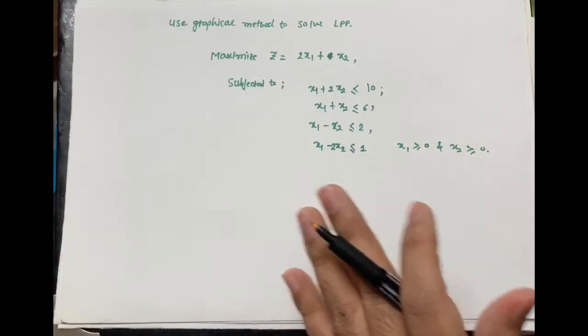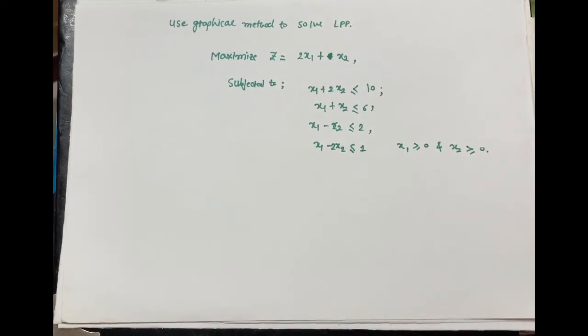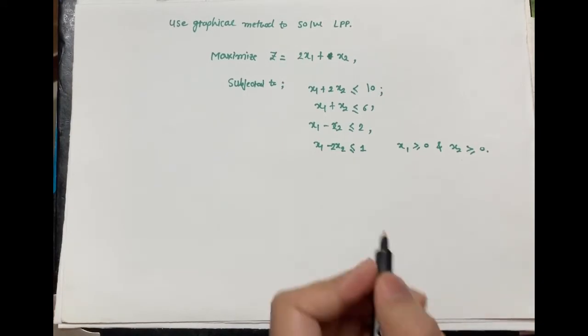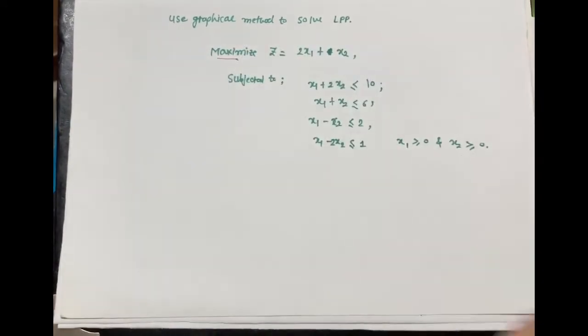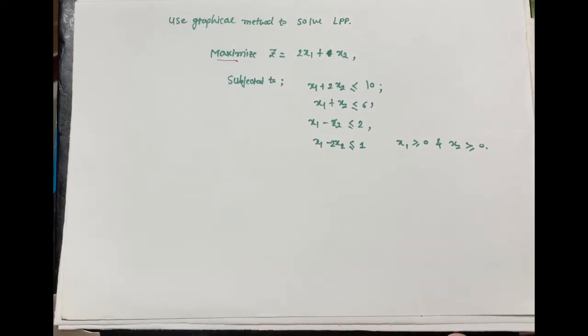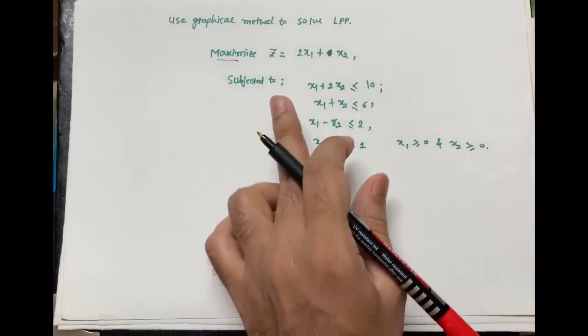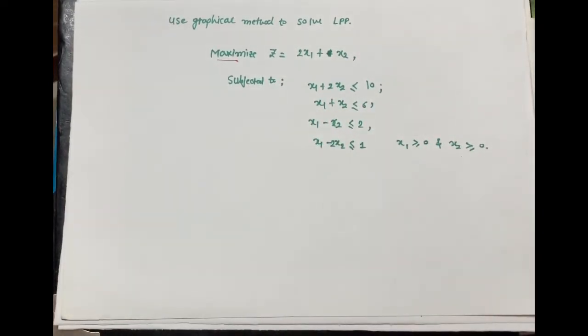One more numerical on the graphical method. Solve the following LPP using the graphical method. The function here is of maximization type. Max Z equals 2x1 plus x2, subject to 4 constraint equations: x1 plus 2x2 is less than or equal to 10, x1 plus x2 is less than or equal to 6, x1 minus x2 is less than or equal to 2, and x1 minus 2 times x2 is less than or equal to 1.